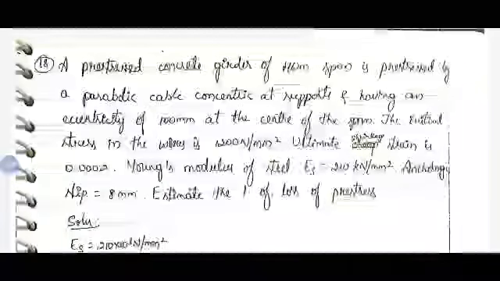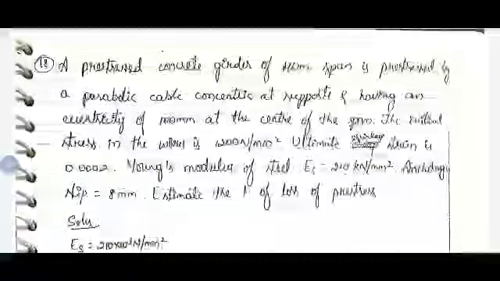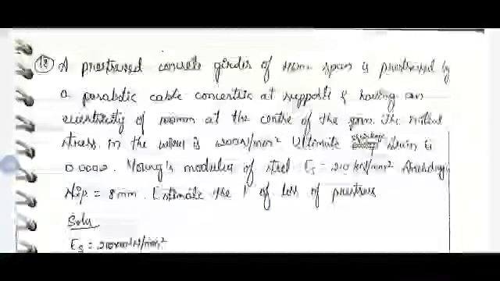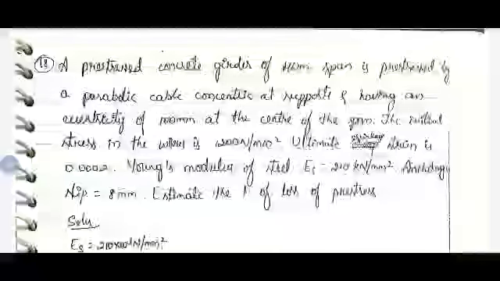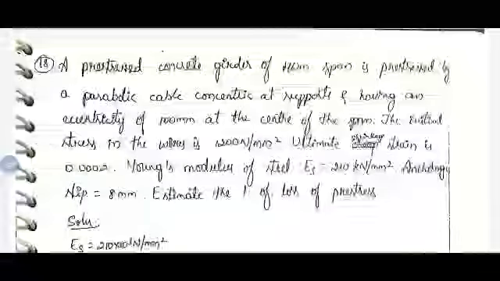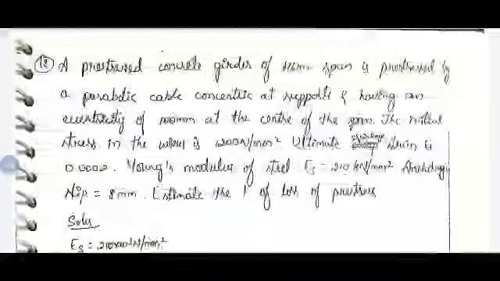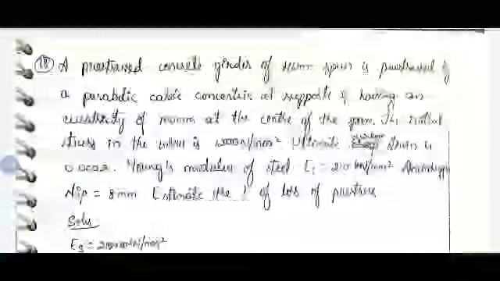See, in this question, you need to analyze what data are given first. So, span is given. Then it is a parabolic profile. Then eccentricity is 100 mm. Then initial stress in wires is 1200 Newton per mm square. Ultimate shrinkage strain is 0.0002. Young's modulus is given. Anchorage slip is given.